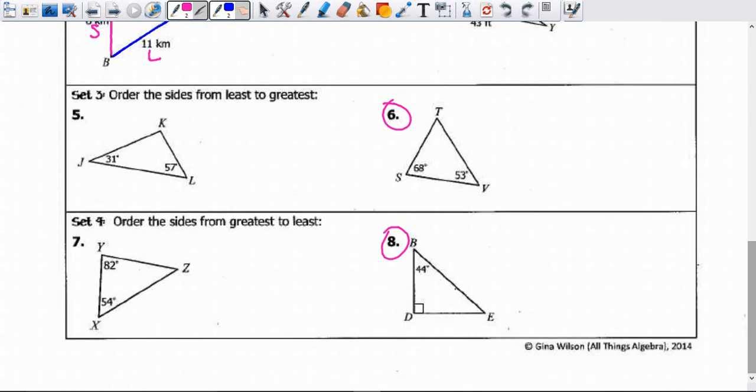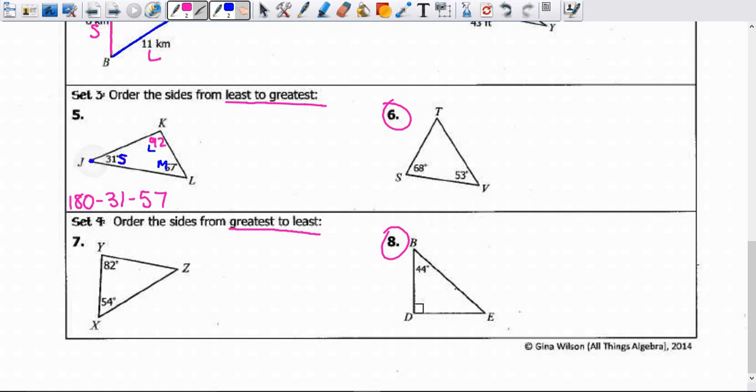And the last examples, we're going to order the sides now. The first one is from least to greatest. The second one is from greatest to least. Notice that in both of these examples, you only know 2 out of 3 of the angles. So you need to figure out what that missing angle is. So 180 minus 31 minus 57 equals 92 right here. And then list these as small, medium, large. You can still use this trick to do the sides as well.